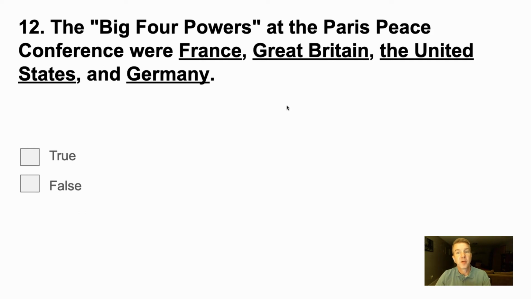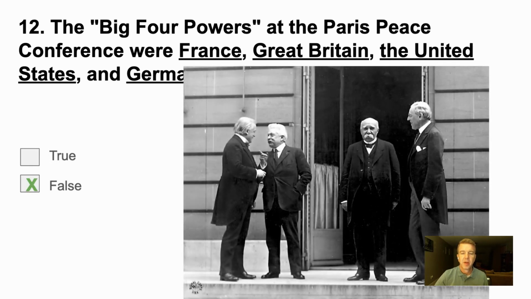The big four powers at the Paris Peace Conference were France, Great Britain, the United States, and Germany. That is false. Not Germany, but rather Italy. This is Orlando from Italy talking to the British Prime Minister. There's Clemenceau, and there's Woodrow Wilson from the United States.